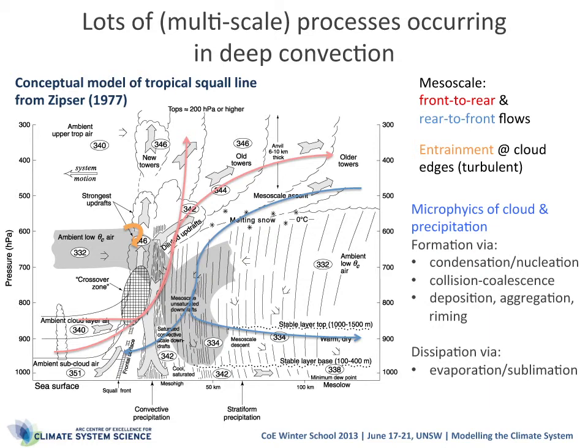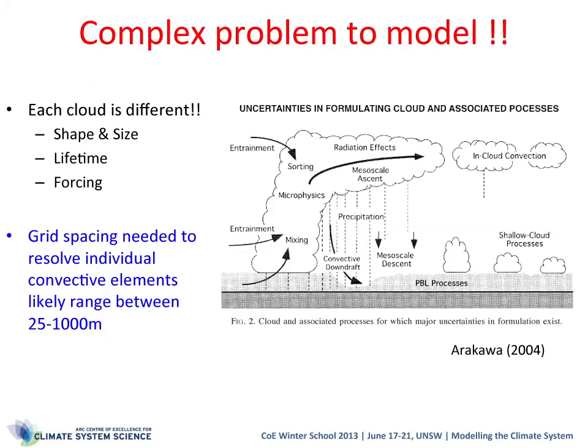There's a lot going on when you deal with deep convection, and that makes deep convection a complex problem to model because, as you know, each cloud is different. You've got different shapes, different sizes, different lifetimes, and also different forcings between land and the ocean.